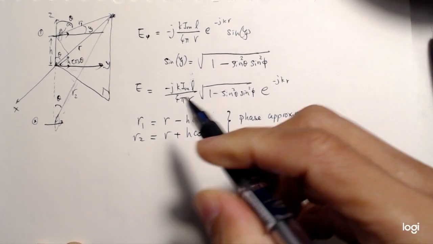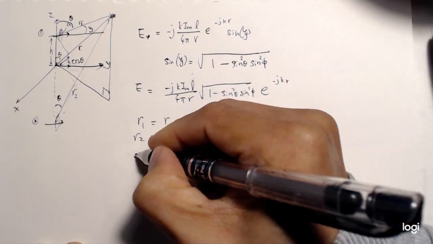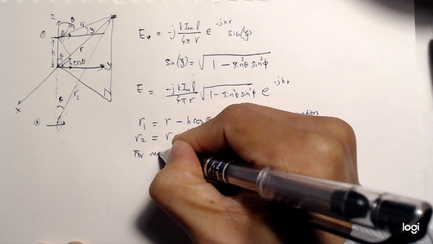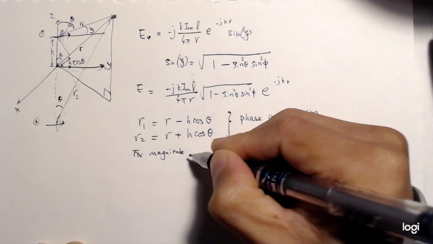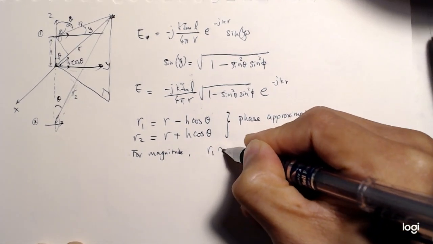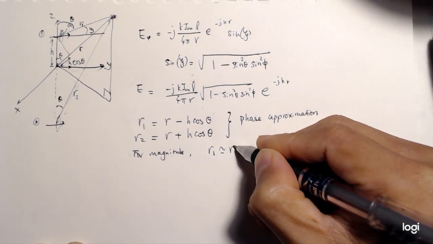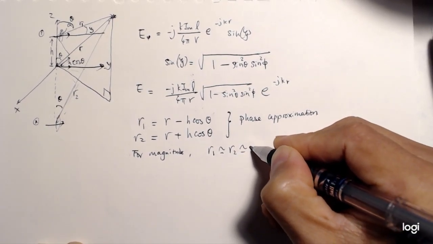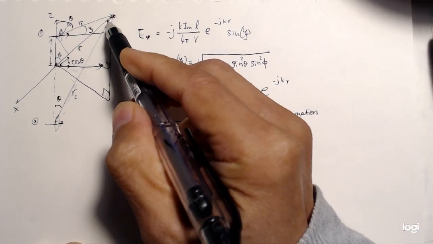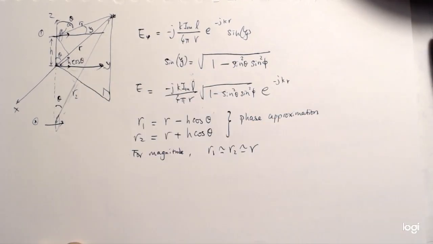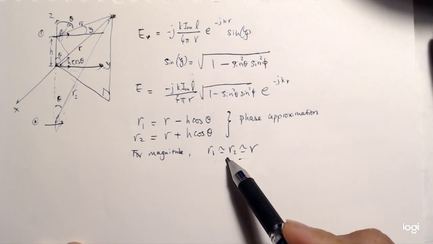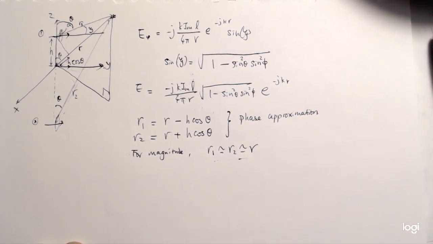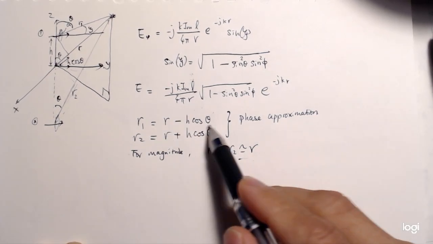And for magnitude, we expect R1 is more or less equal to R2, or more or less equal to R, or if the observation is very, very far away from the source, then this assumption is going to be valid for the magnitude, but not for the phase. For the phase, we have to use these two equations to work it out.